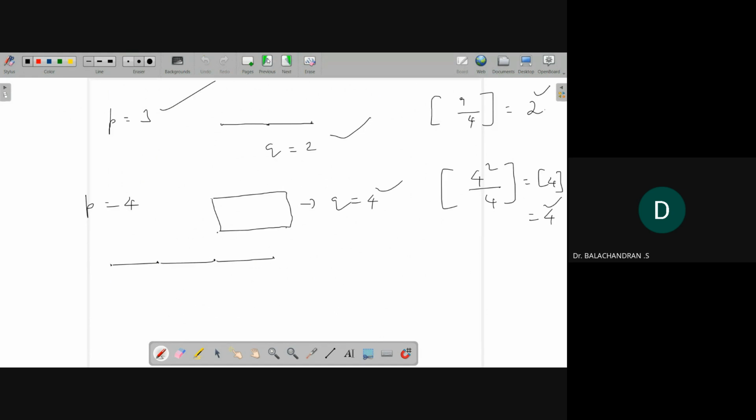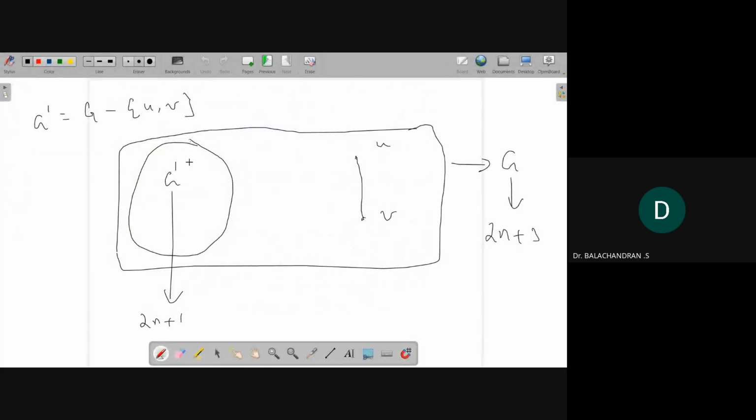So by induction hypothesis, if it has 2n plus 1 vertices, the result is true. What does the result is true mean? The maximum number of edges, because we assumed it has no triangle, the maximum number of edges in G dash by mathematical induction is what? 2n plus 1 whole square by 4. This is by mathematical induction.